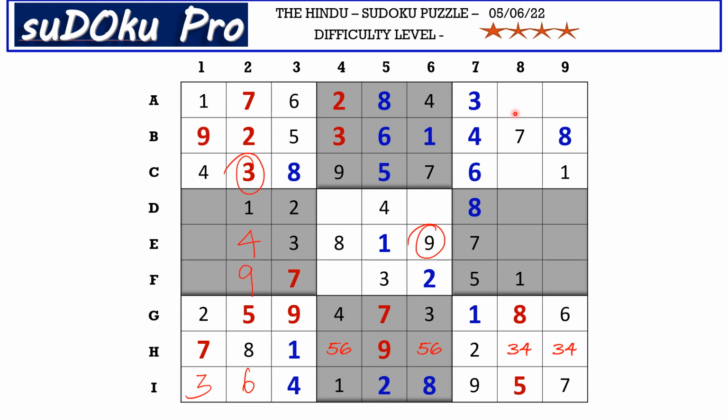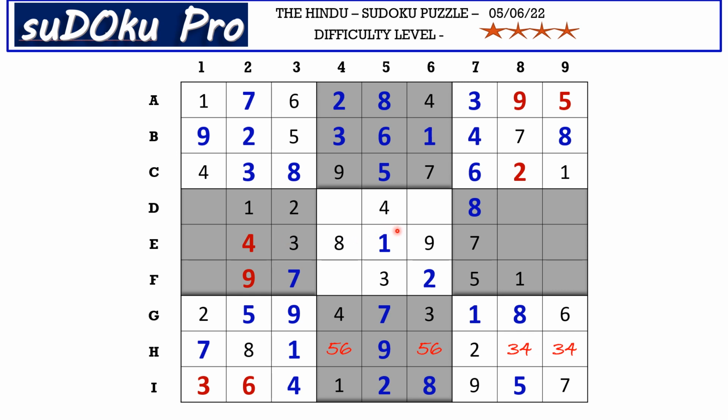Here in this third block, there are 3 empty cells. There is a 2 here in A row blocking these 2 cells. So 2 goes here in C8. Now here the missing numbers are 5 and 9. There is 5 blocking from column 8. So A8 takes 9 and A9 takes 5.